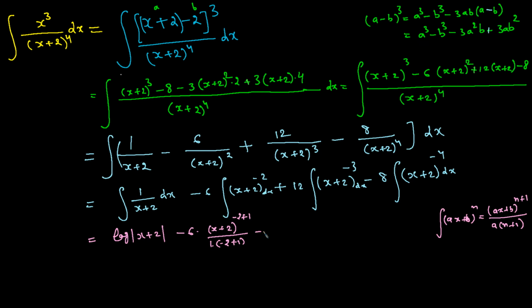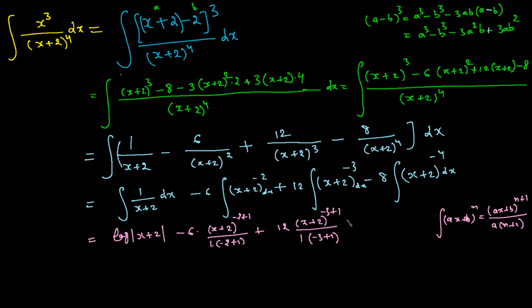Okay, same thing over here, 12, this term over here x plus 2, and whatever is the n we're gonna add 1 and divide it by a, which is 1, into this n plus 1, which is negative 3 plus 1.